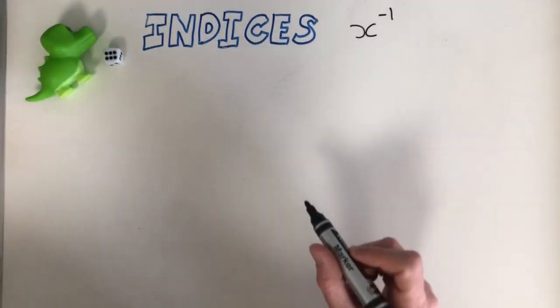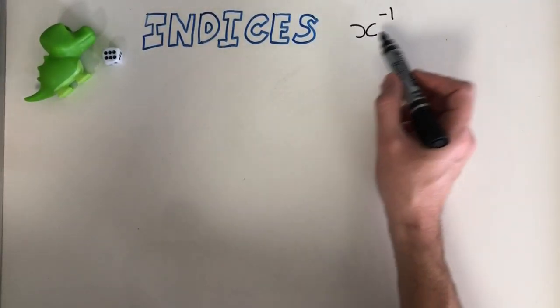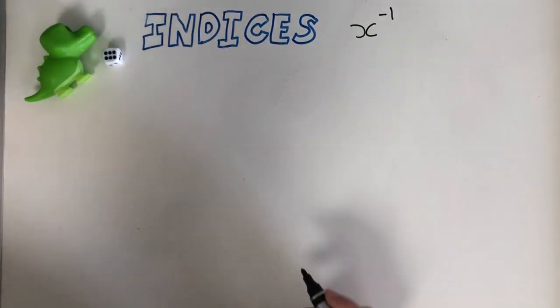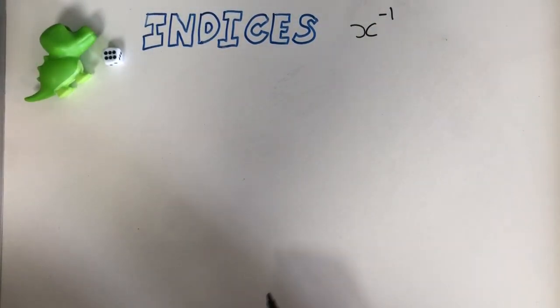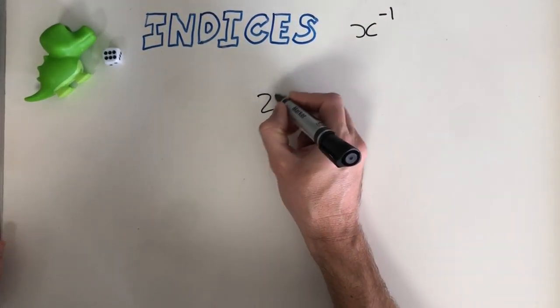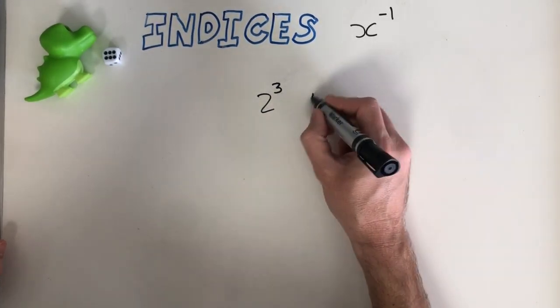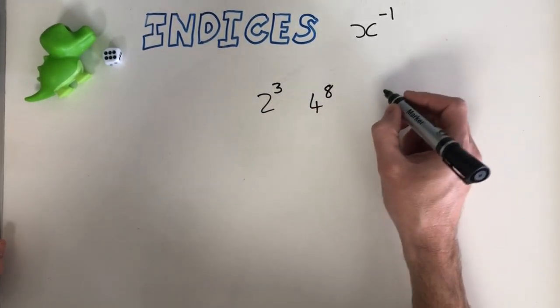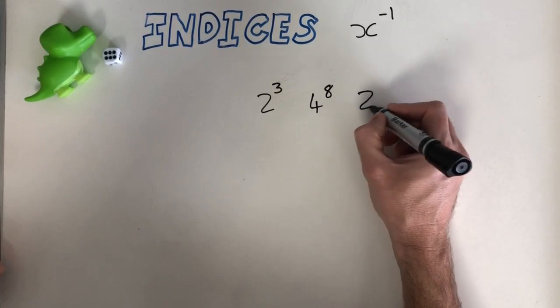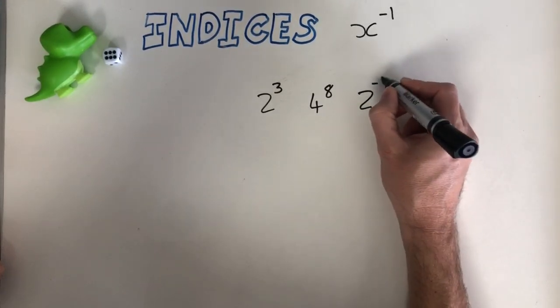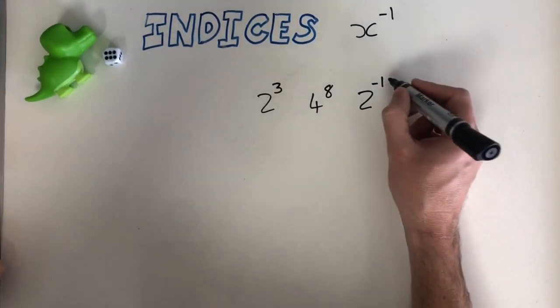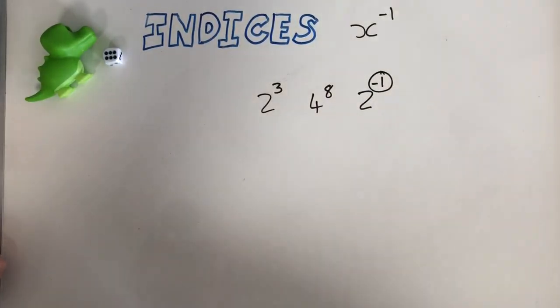Okay, today we're going to look at the indices, but when we raise something to a negative power. So till now we've dealt with 2 to the power of 3 or 4 to the power of 8. But what happens if I have 2 to the power of, let's make it easy, negative 1? What on earth is going on there? So let's take a look.